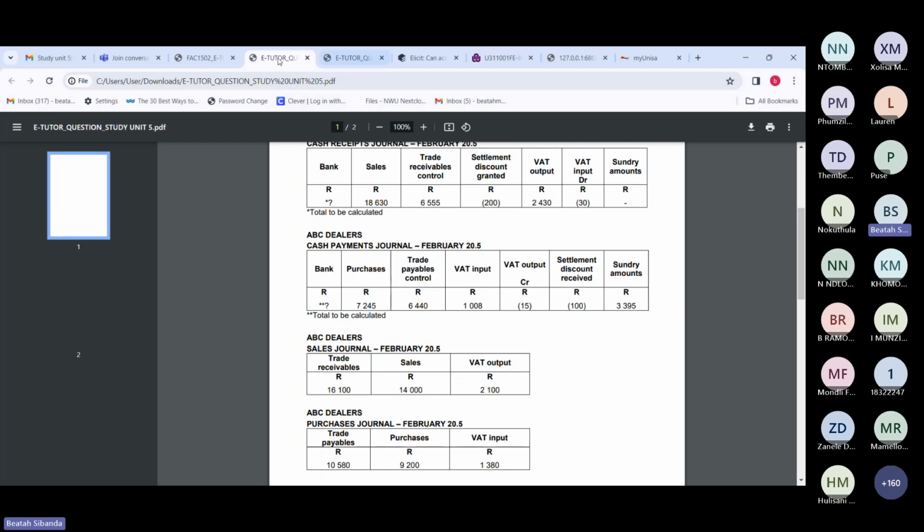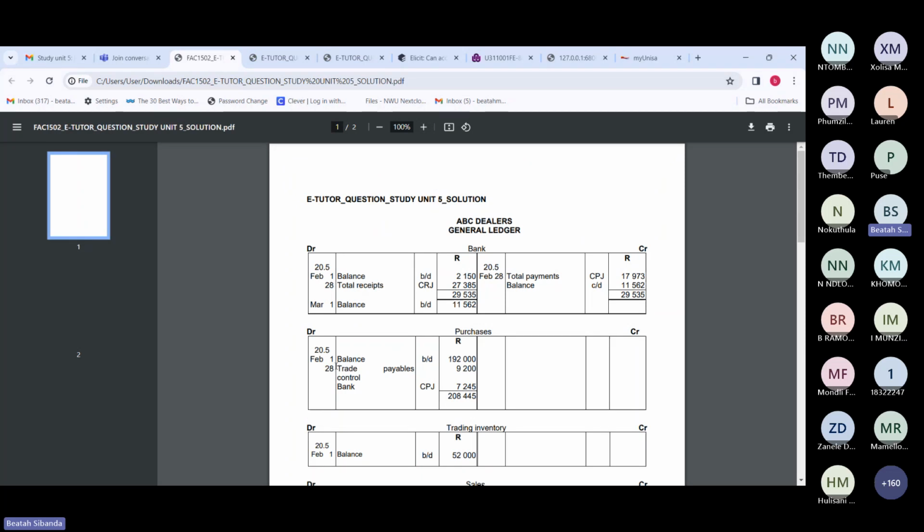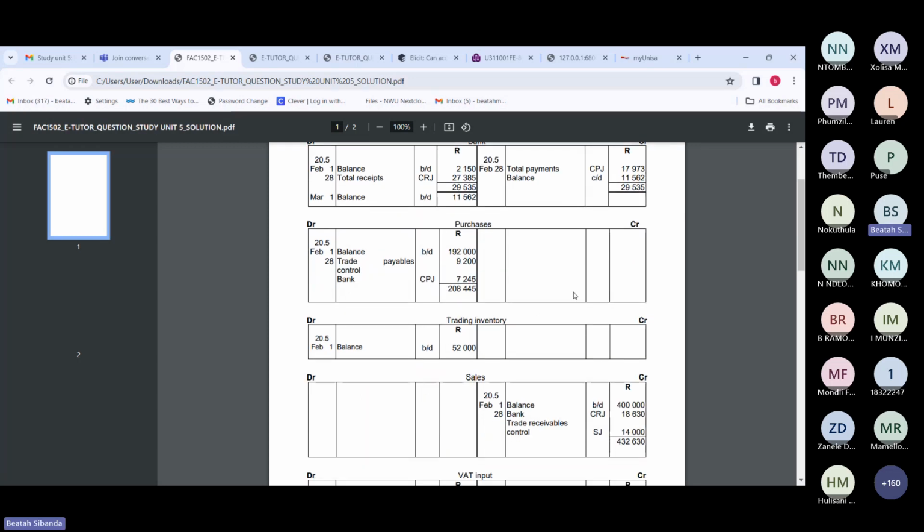So let's go to the general ledger. So we have the opening balance of 192,000. We have the purchases for 9,200, which came from the purchases ledger. And then we have the purchases for 7,245, which came from the cash payments journal. So we have no other movement on the other side. So it gives us a total purchases for the period of that amount, 208,445. Is everyone happy with that?